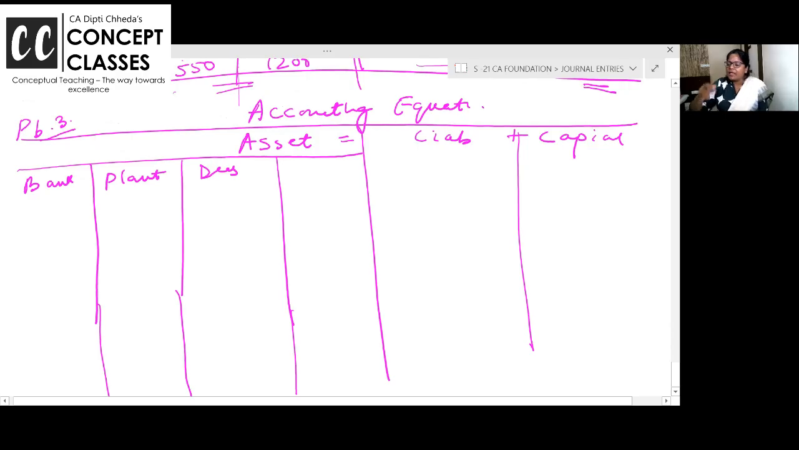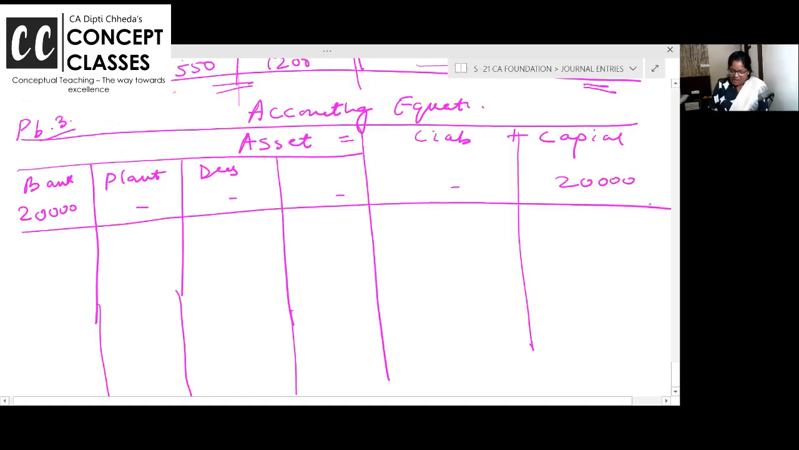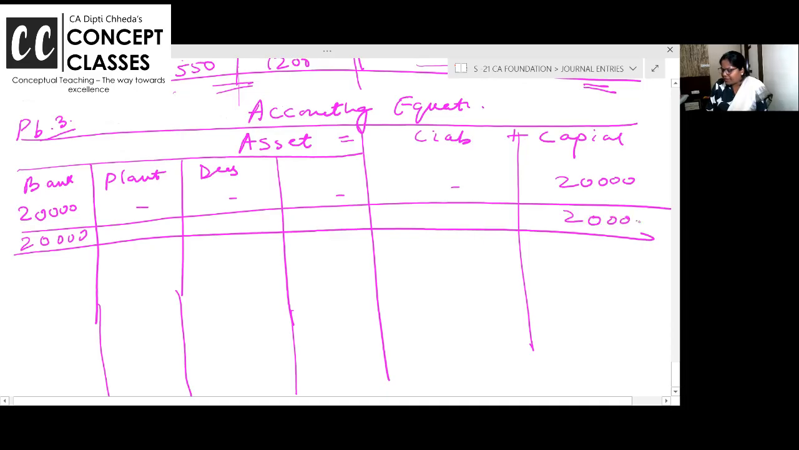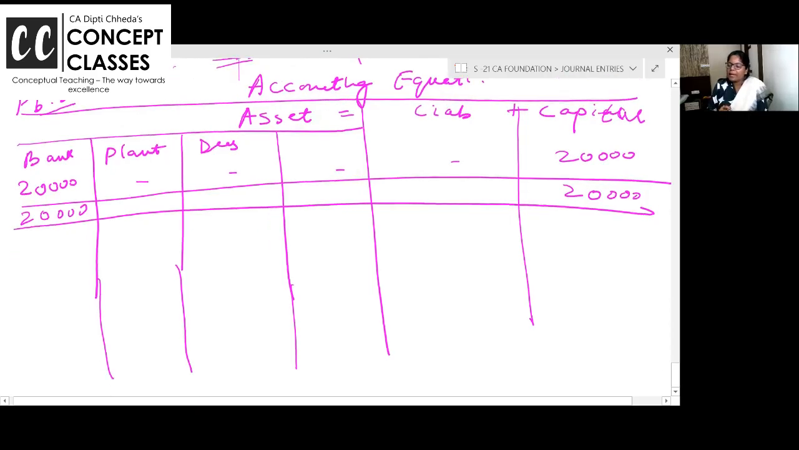Let's start. Started the business with 20,000 capital in the bank and 20,000 capital. Asset is equal to liability. Please make sure in the exam that you are writing total after every transaction. Right? Capital.